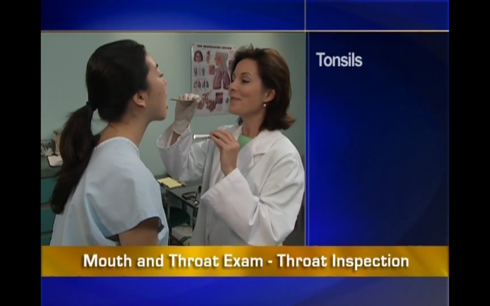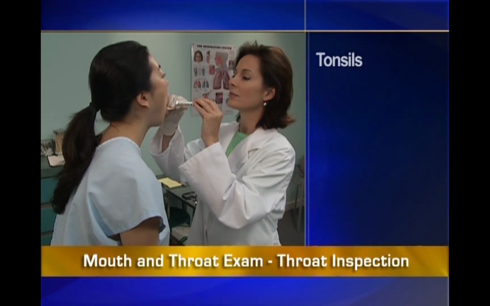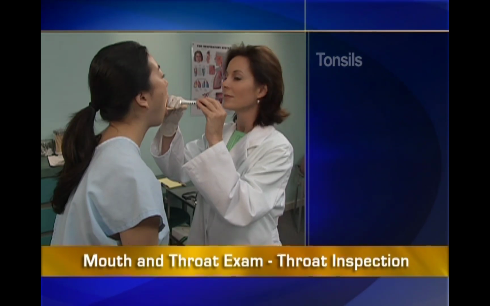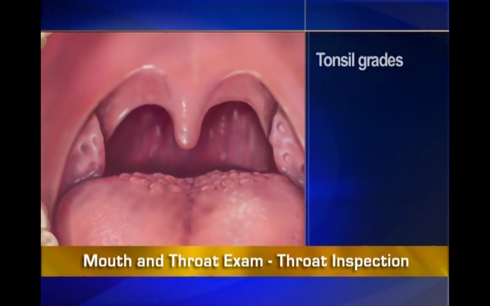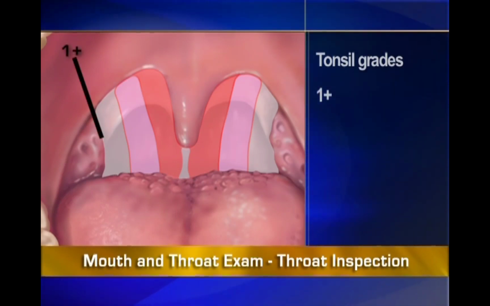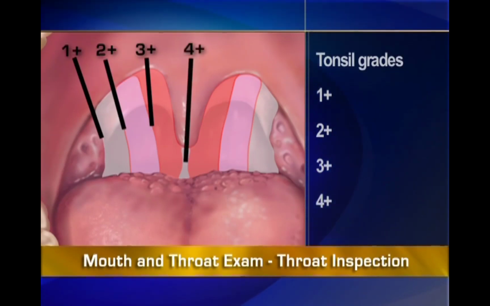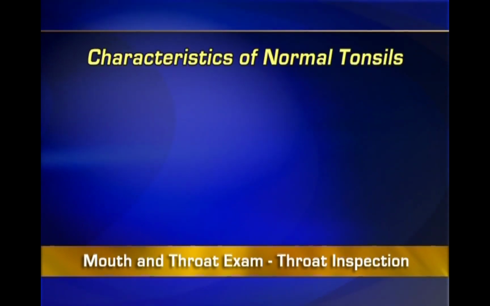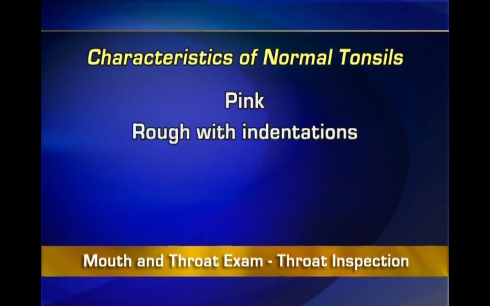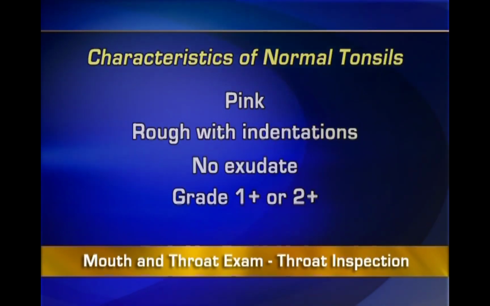Now I'd like to look at your tonsils, okay? To inspect the person's throat, use a pen light and tongue depressor. Begin by observing the tonsils behind the anterior pillar. If the tonsils are present, grade their size using this scale. 1+ indicates that they are just visible. 2+ indicates that they protrude halfway between the pillars and uvula. 3+ indicates that they touch the uvula. And 4+ indicates that they touch each other. Normally, the tonsils should be pink and rough with many indentations, have no exudate, and be graded as 1+ or 2+.